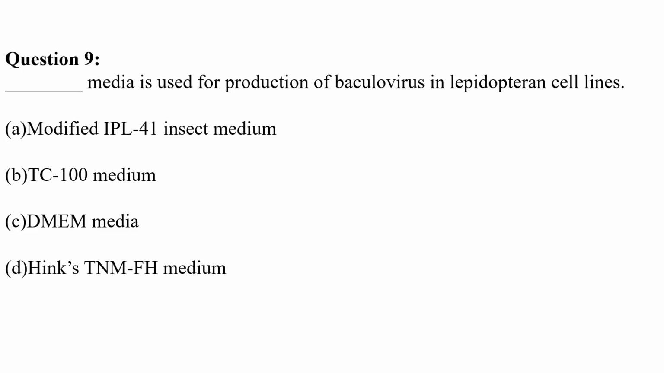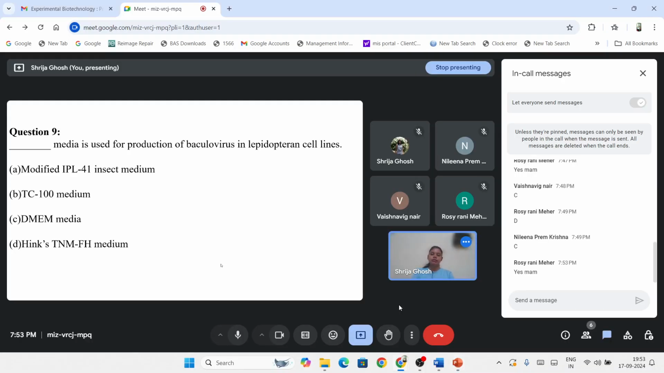So question 9. Dash media is used for the production of baculovirus in Lepidopteran cell lines. Option A, modified IPL 41 insect medium. Option B, TC100 medium. Option C, DMEM media. And option D, Hinks TNM FH medium. Dash media is used for the production of baculovirus in Lepidopteran cell line. Anybody knows the answer for this? Or anybody wants to answer this?